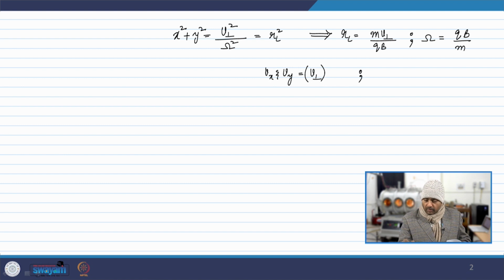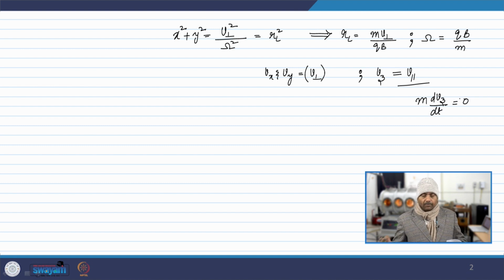the z component of the velocity Vz can also be referred to as V parallel, and this equation m dVz by dt will be 0, which means the z component of the velocity will not change, because it is parallel to the external applied magnetic field, and by nature the force which arises out of the magnetic field will always be perpendicular to the velocity and the magnetic field, right.